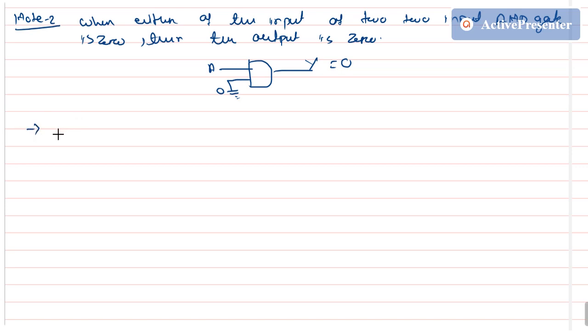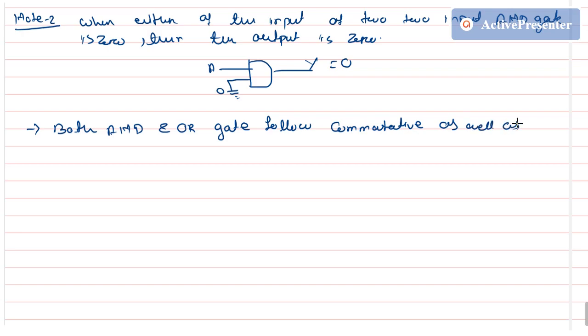Next, one more point you can remember for your GATE purpose. It may come as some tricks or short notes, short questions. Both AND and OR gates follow commutative as well as associative laws.